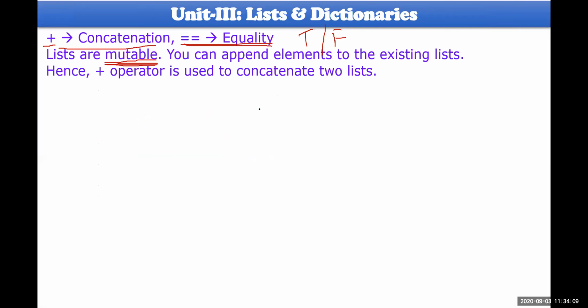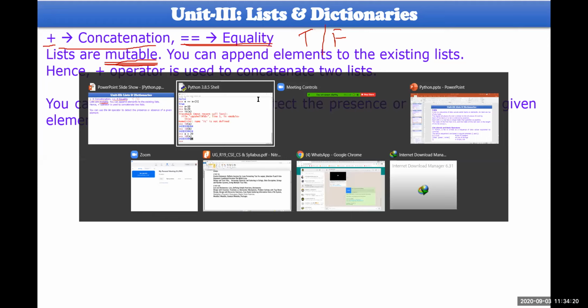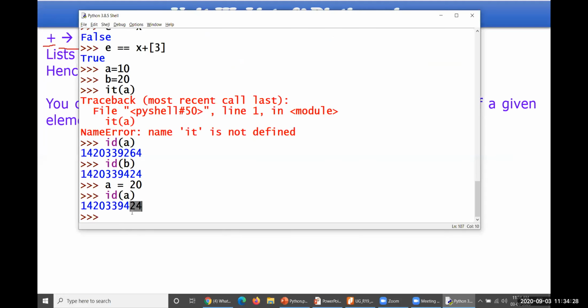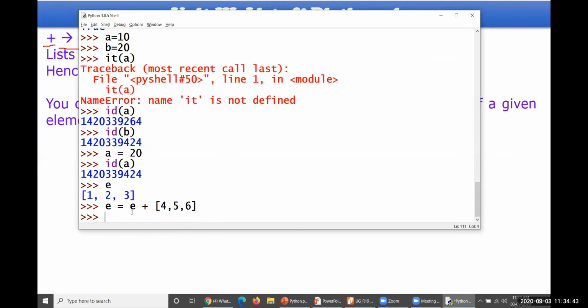You can append some kind of values, or you can concatenate some values, and you can perform all other kinds of operations here. So look at this. Here we have already taken E. What are the values of E here? The list E will have 1, 2, 3. Let us concatenate 4, 5, 6 to this particular E like this. E will be equal to E plus 4, 5, 6. Yes, it gets added here.